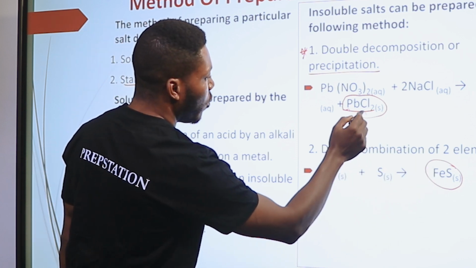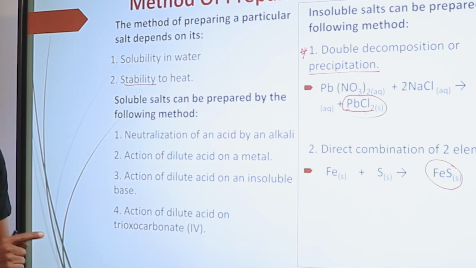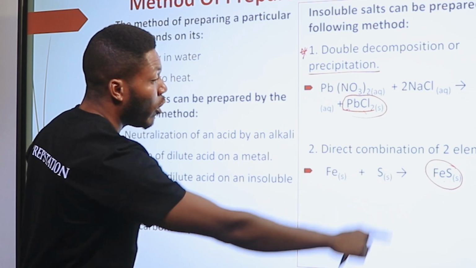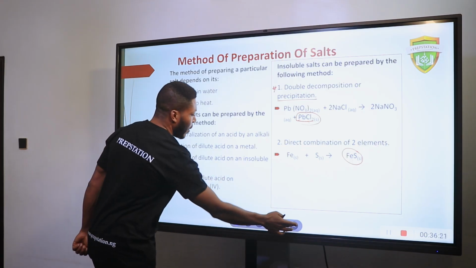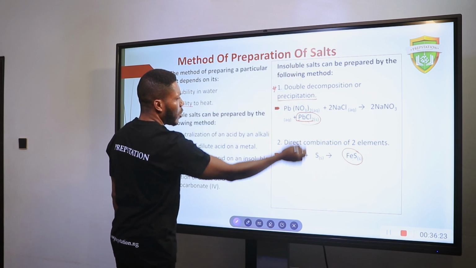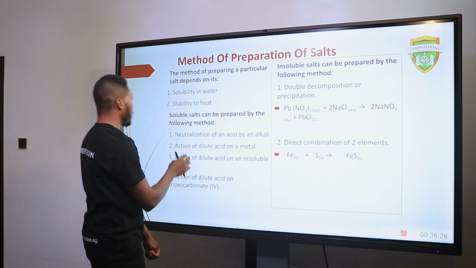So this salt and this salt are insoluble in water. We call it what? Direct combination of the elements and also double decomposition. So this is the insoluble method of preparation of salt, and what? Preparation of soluble salt. Okay.